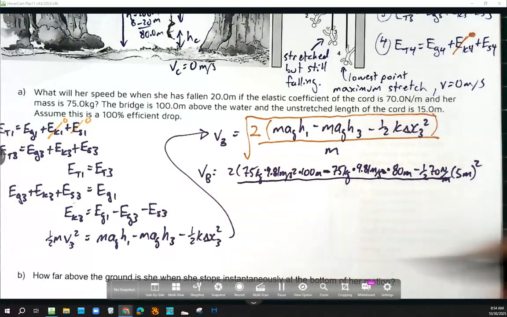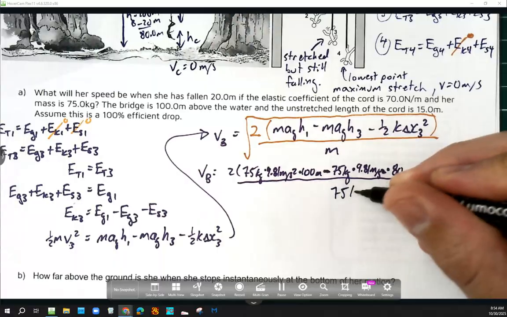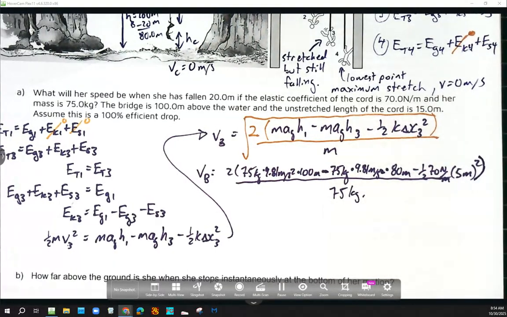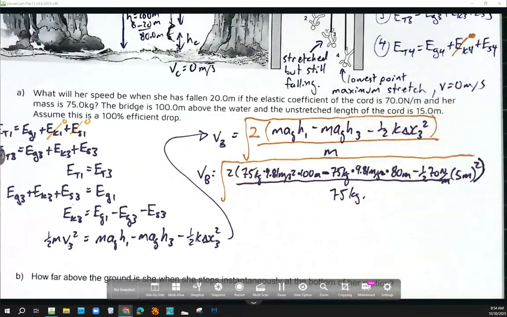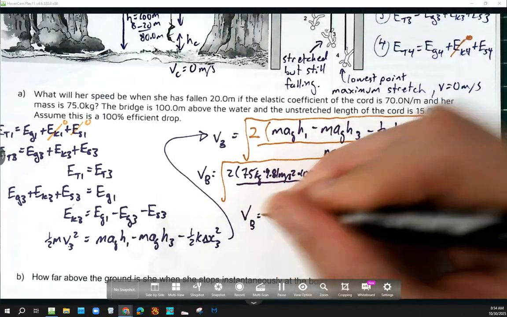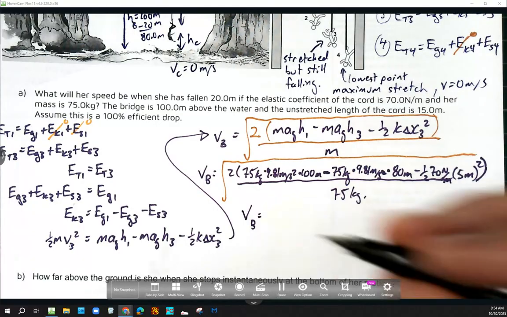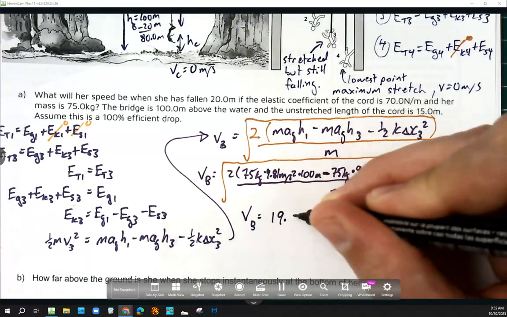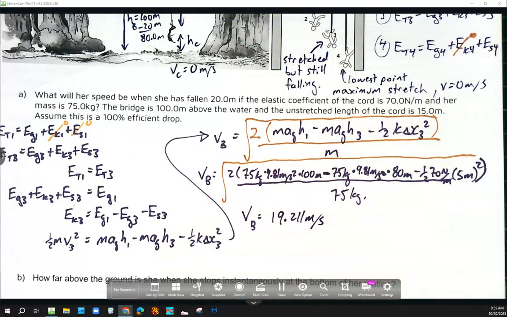Divided by her mass, 75 kilograms. Let's cap that off. And square root, don't forget to square root the whole darn thing. You guys tell me, make sure you can get it all in. When I calculated this earlier, I ended up getting 19.211 meters per second. Is there anybody, you got it? All right, thank you, Peyton.